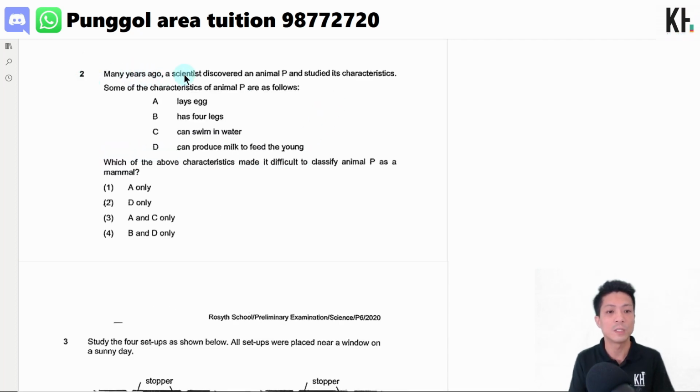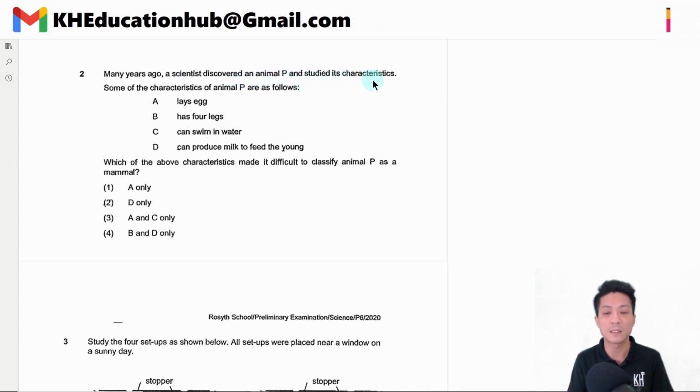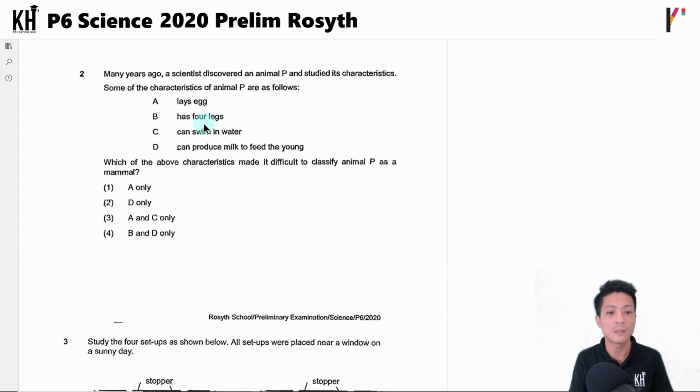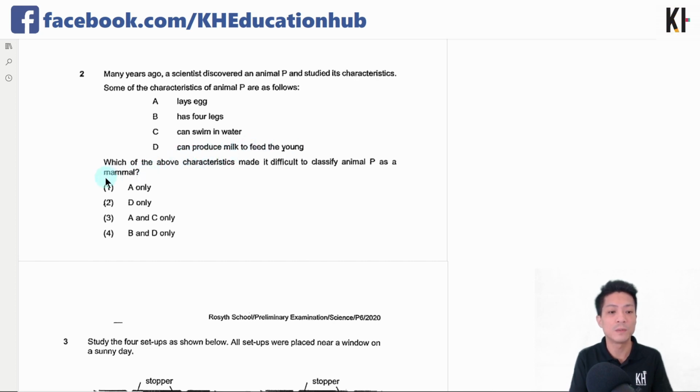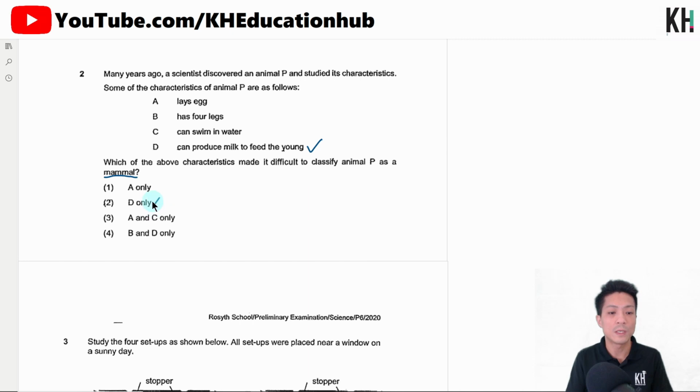Question 2. Many years ago, a scientist discovered an animal P and studied its characteristics. Some of the characteristics of animal P are as shown. So, animal P lays eggs, it has 4 legs, it can swim in water, and can produce milk to feed the young. Which of the above characteristics make it difficult to classify animal P as a mammal? Okay, so we know that for mammals, the ability to produce milk to feed its young is one of the characteristics of a mammal.